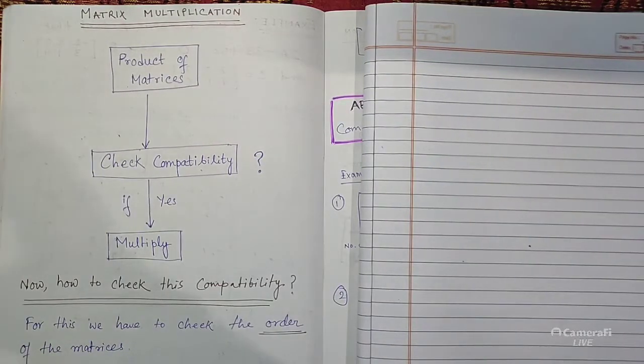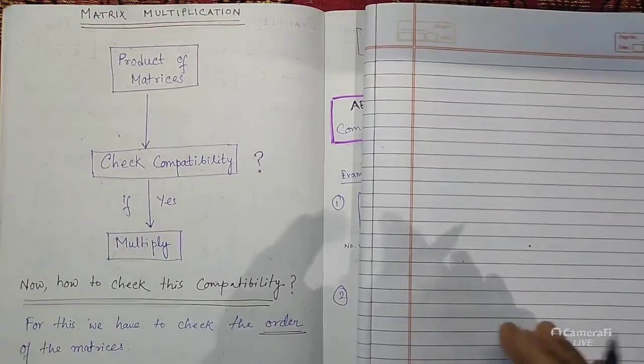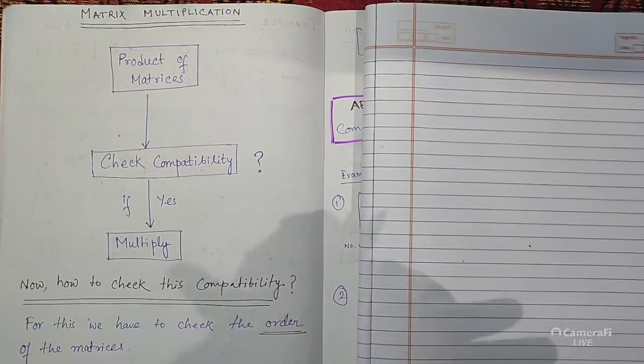Today we will do matrix multiplication. After 30 seconds, I will start the class. Good afternoon, Ritesh. Okay, let's wait for 30 seconds. Let the others also join. Then I will start the class.